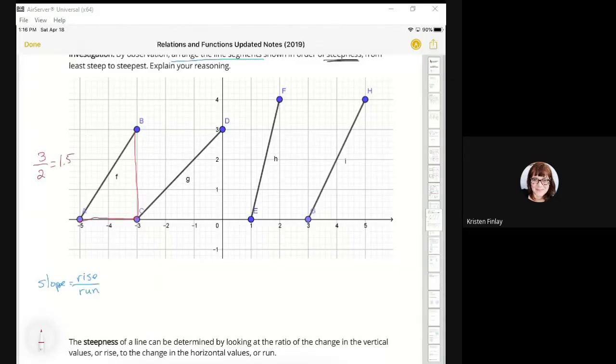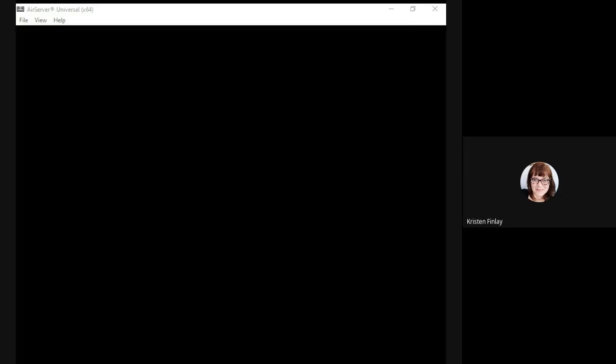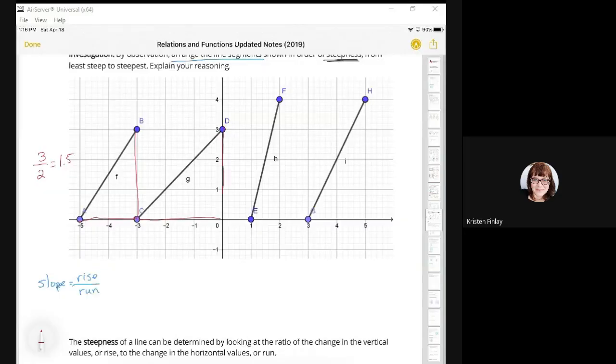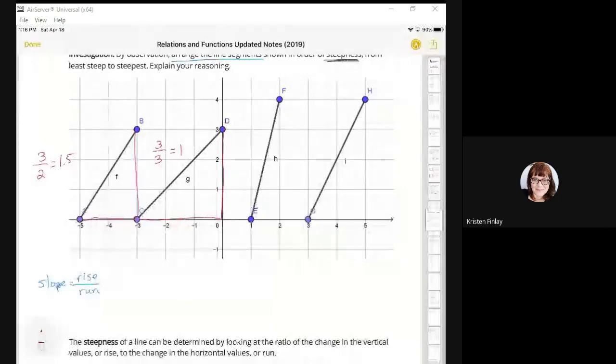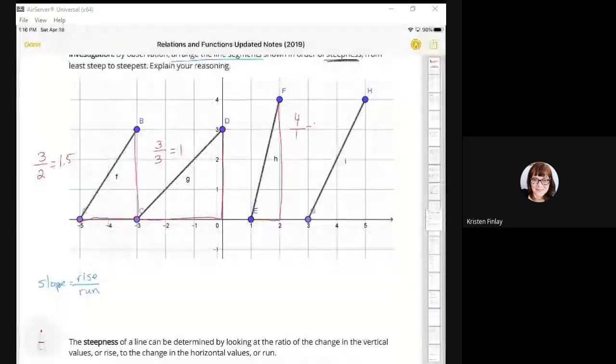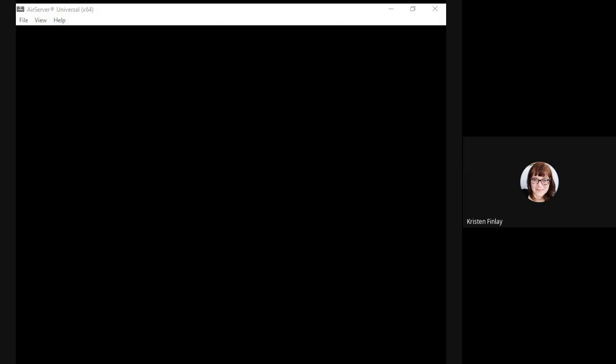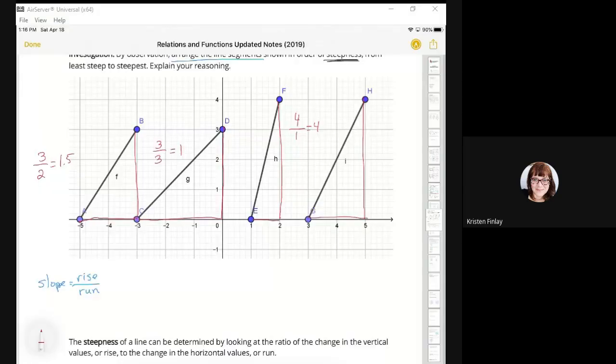The second line, it goes over 3 and goes up 3. So it would be 3 over 3, which is equal to 1. The third line, for every 1 it goes over, it goes up 4. So it would go up 4 over 1, which is equal to 4. And the last line goes over 2 and up 4. So it goes 4 over 2, which would be 2.